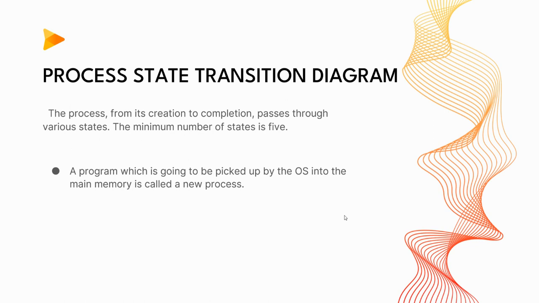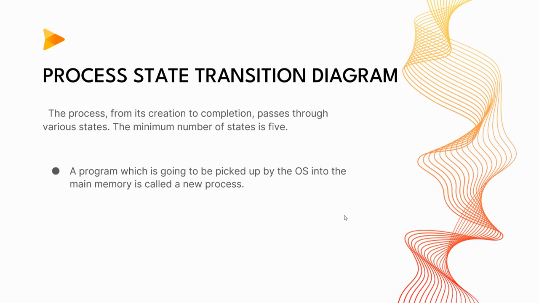Whatever the process may be, the minimum number of states that a process should cross is 5. Whatever programs you write in your online compiler, when you save those programs, they will be saved in the main memory. This program that is saved in the main memory is called a new process.